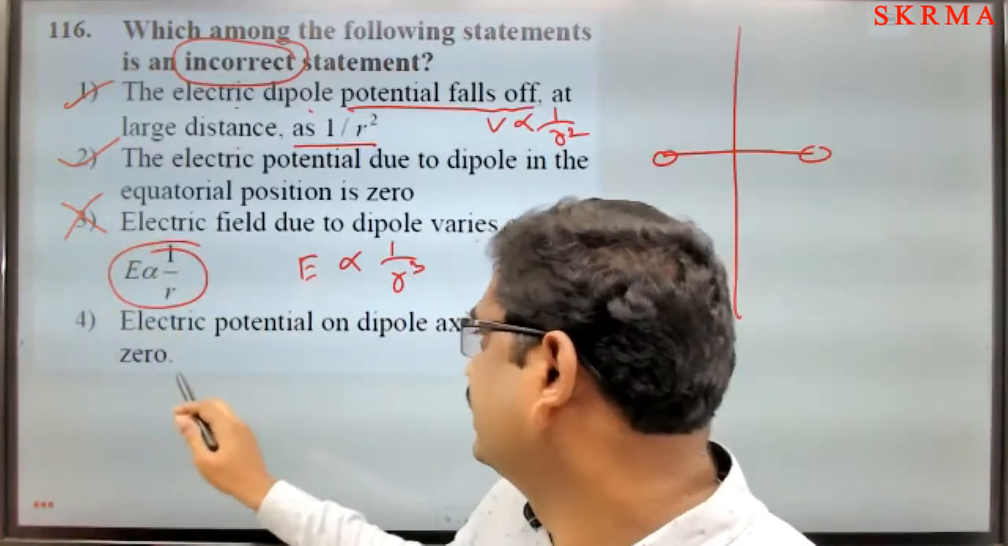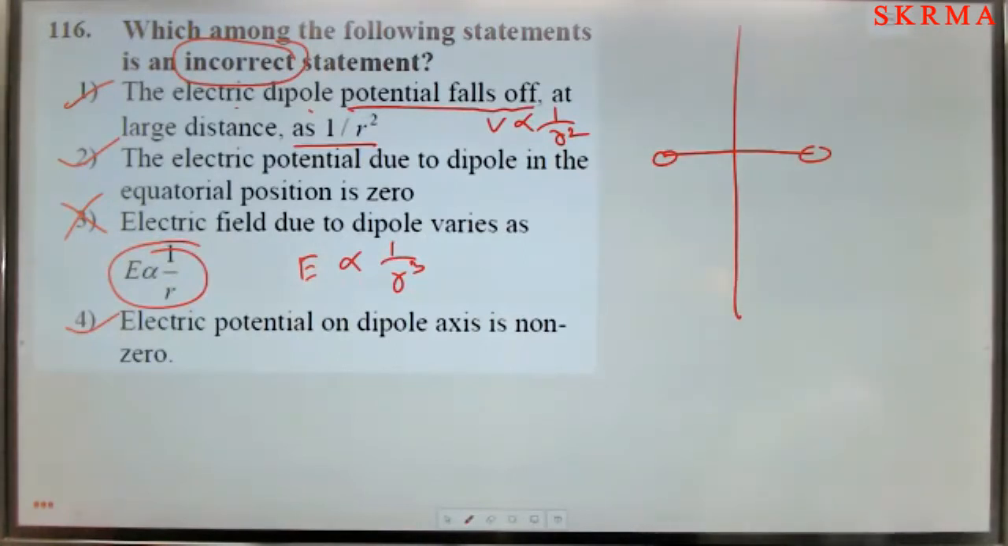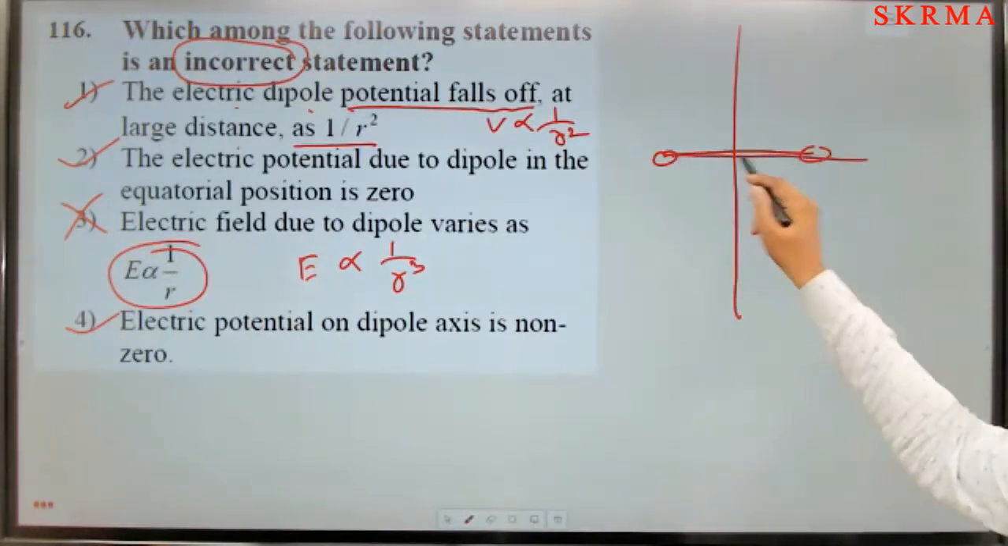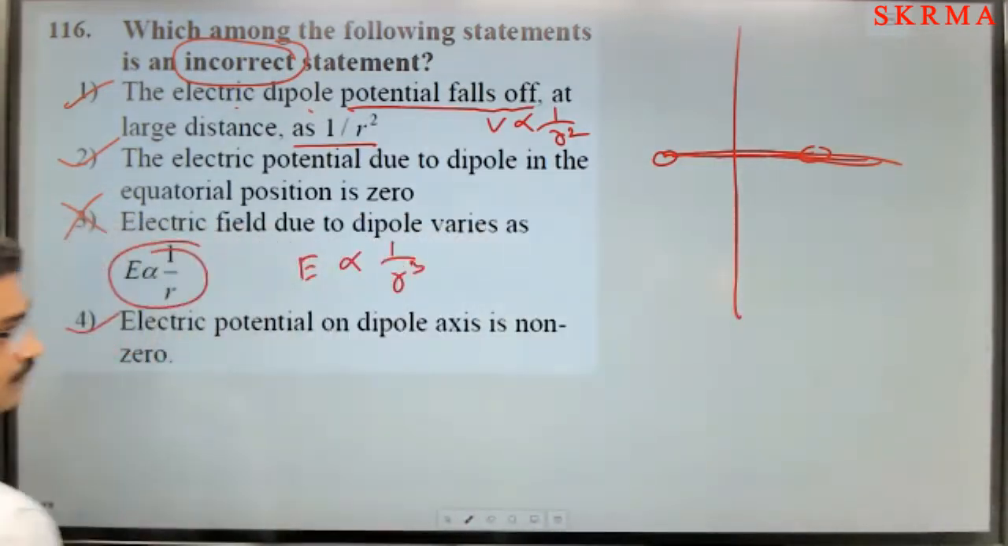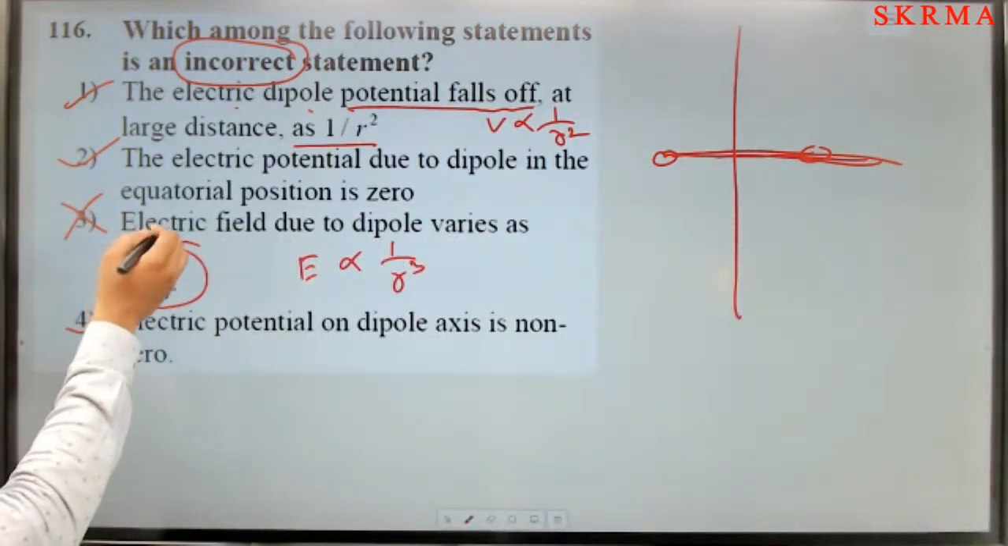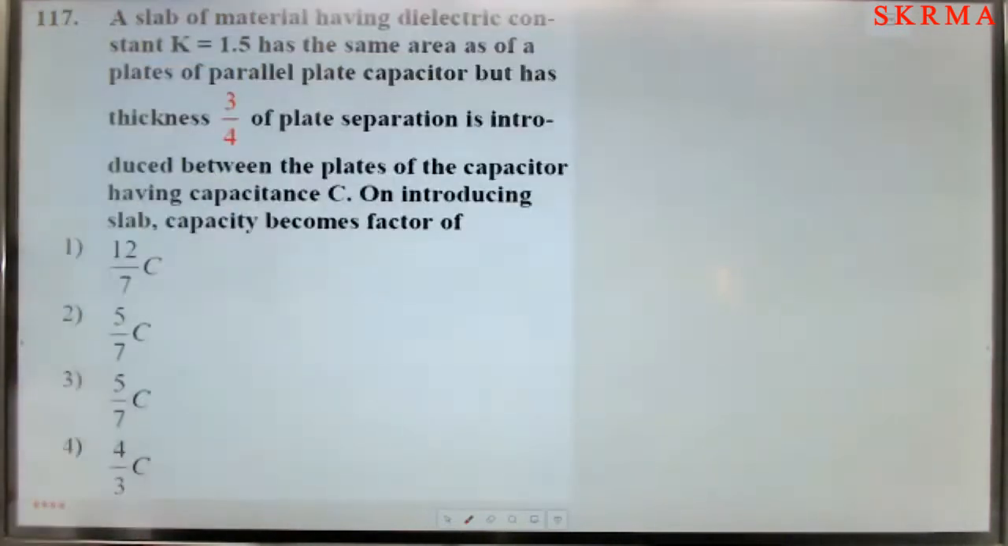So incorrect. Then, electric potential on a dipole axis is non-zero. Dipole axis means this one. On this dipole axis the potential is non-zero. So which one do we have to select? The third option, because we need to select the incorrect statement.